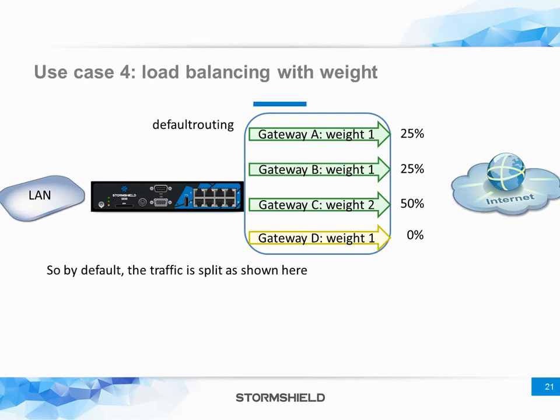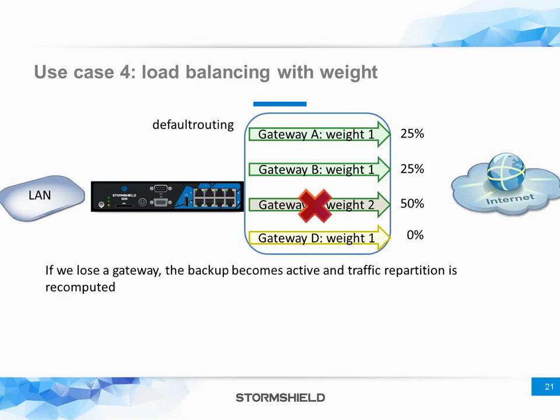So what happens if we lose gateway C, for instance? In this case, we assume that failover is configured to enable gateway D as soon as the main gateway is unavailable. So gateway D takes over, but its weight is only 1, not like gateway C which had a weight of 2. So the traffic repartition is recomputed, and each gateway takes a third of the traffic.